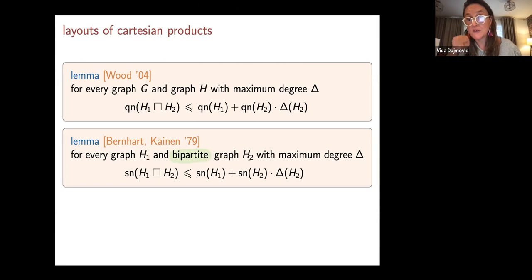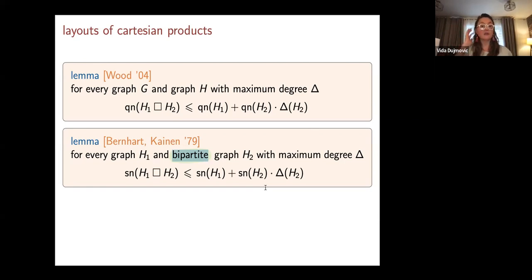Remember, Cartesian product doesn't have those problematic x's that I showed you. In my bad example, the cross edges were crucial to create a bad example. And here is a Cartesian product. But even there, if you're looking just at a Cartesian product, there was a difference between the two statements. This was true only when H2, the graph of bounded degree, was bipartite. So the one that has bounded degree also needed to be bipartite. If you have these two properties, then you get a bounded stack number of Cartesian products.